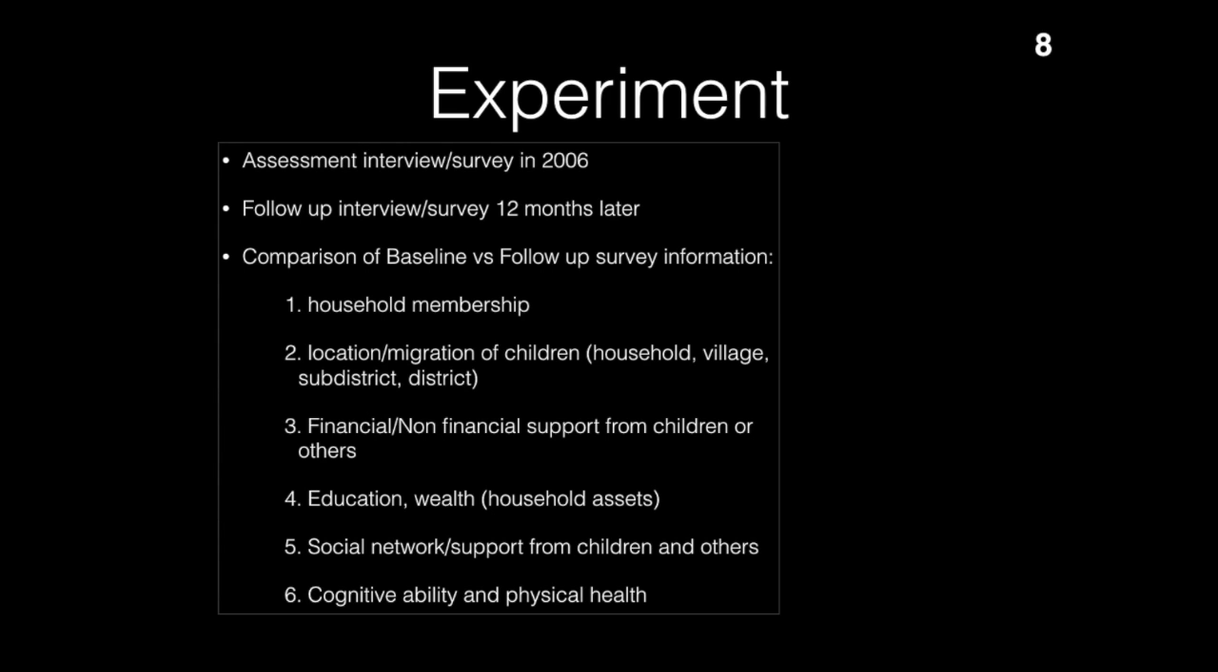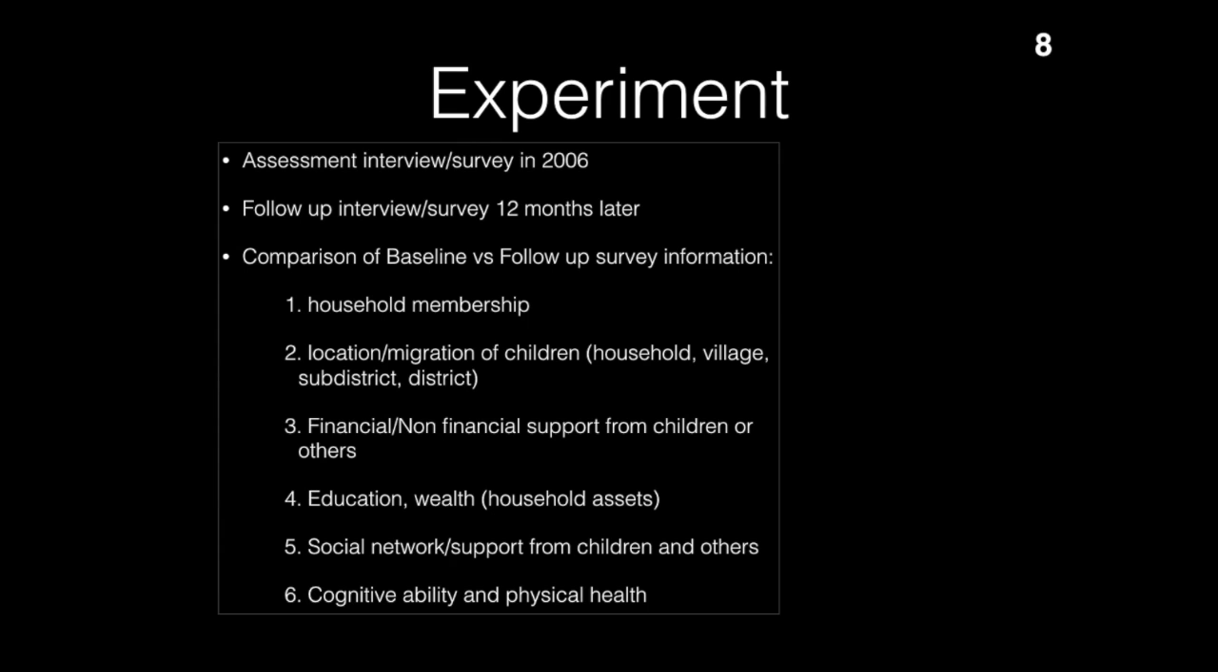Third, they asked about the support from children. Did the children send money home? Or did they help with the shopping or cooking? Fourth, they asked about the education of the parents and children, as well as the amount of wealth. For example, did they own a refrigerator? Did they own a TV? This was to determine wealth.